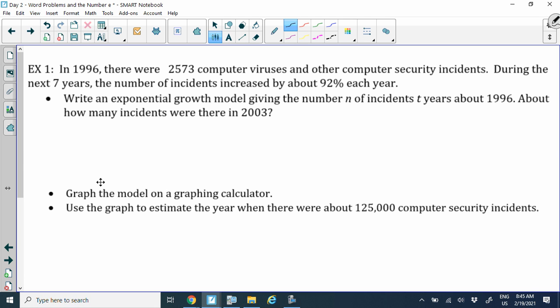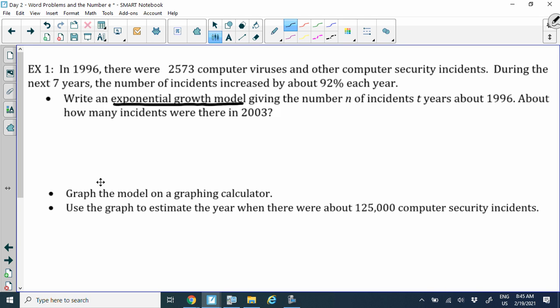Okay, example 1, it says in 1996 there were 2,573 computer viruses and other computer security incidents. During the next 7 years, the number of incidents increased by about 92% each year. So here it says write an exponential growth model giving the number n of incidents t years after 1996.